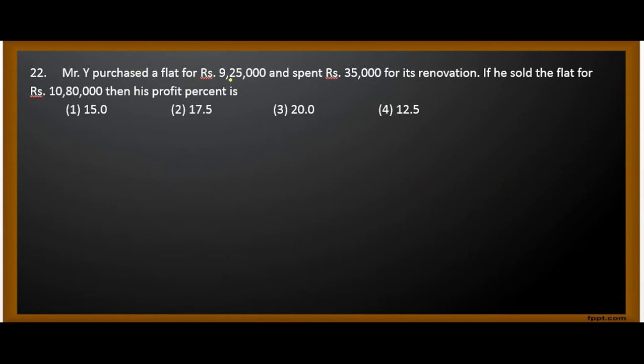Mr. Y purchased a flat for 9.25 lakhs and spent 35,000 for its renovation. If he sold the flat for 10.8 lakhs, then his profit percentage is? What is his total investment? Y's investment for purchasing and the amount spent for renovation is total equivalent to 9.25 lakhs plus 0.35 lakh, which is equal to 9.6 lakhs. This, we can say, is the cost price.